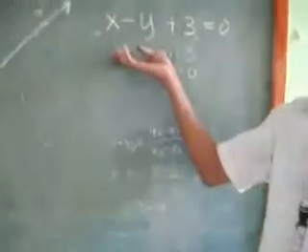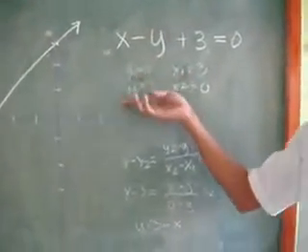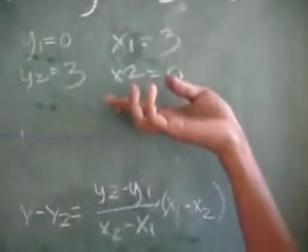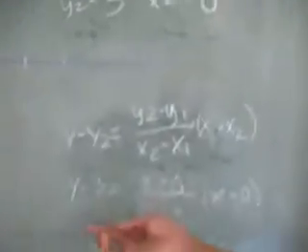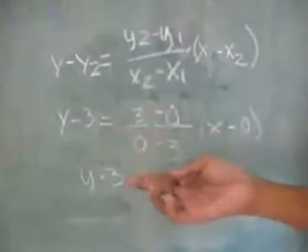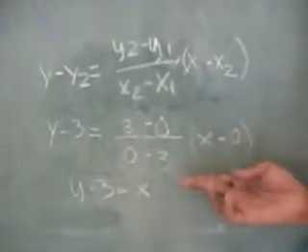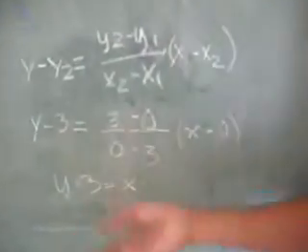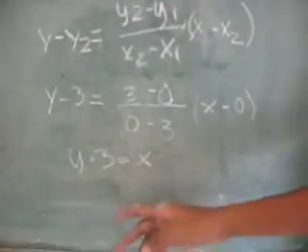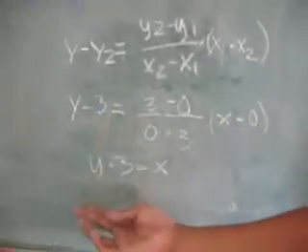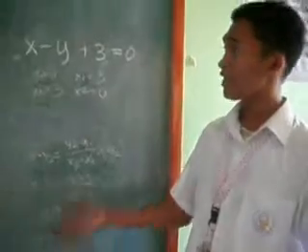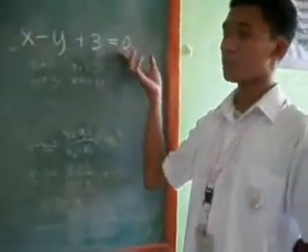So we are just to substitute. We have here the values: y sub 1 is equal to 0, y sub 2 is equal to 3, x sub 1 is equal to 3, and x sub 2 is equal to 0. If we substitute, we have y minus 3 is equal to 3 minus 0 over 0 minus 3 multiplied by x minus 0. To simplify everything, we get y minus 3 is equal to x. If we add positive 3 to both sides in order to cancel negative 3 on the y side, we get x minus y plus 3 is equal to 0.